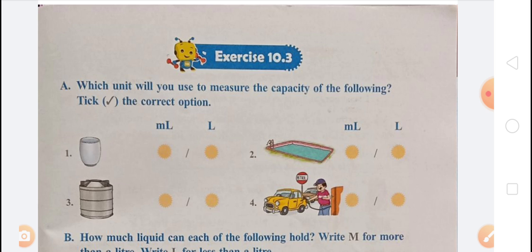Once again, in first, a glass can hold water in milliliter, so we have to take milliliter. In second, the swimming pool can hold water in liter, so we have to take liter. In third, the tank can hold water in liter, so we have to take liter. And in fourth, the vehicle can hold liquid, fuel, in liter, so we have to take liter.